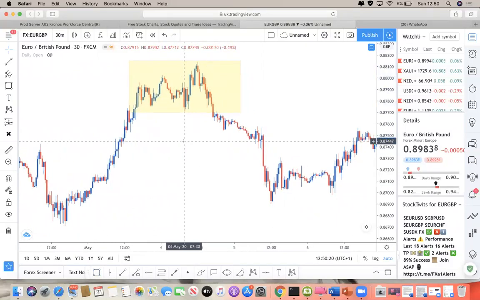What do you see? What do you see in that yellow box, guys? I want everybody to give me their point of perspective. What do you see in?